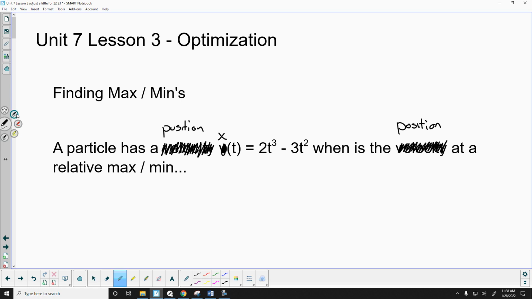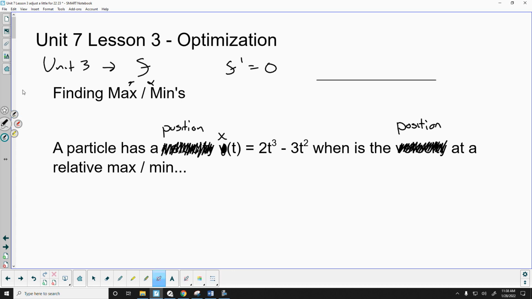So if I ask you to find a max or min of f, okay, so this is back in Unit 3. Unit 3 helping us understand Unit 7. And I say, what's the max, min, and f? What do you have to do? What do we have to do? Beautiful. Take the derivative, set it equal to 0, do our sign chart, right?